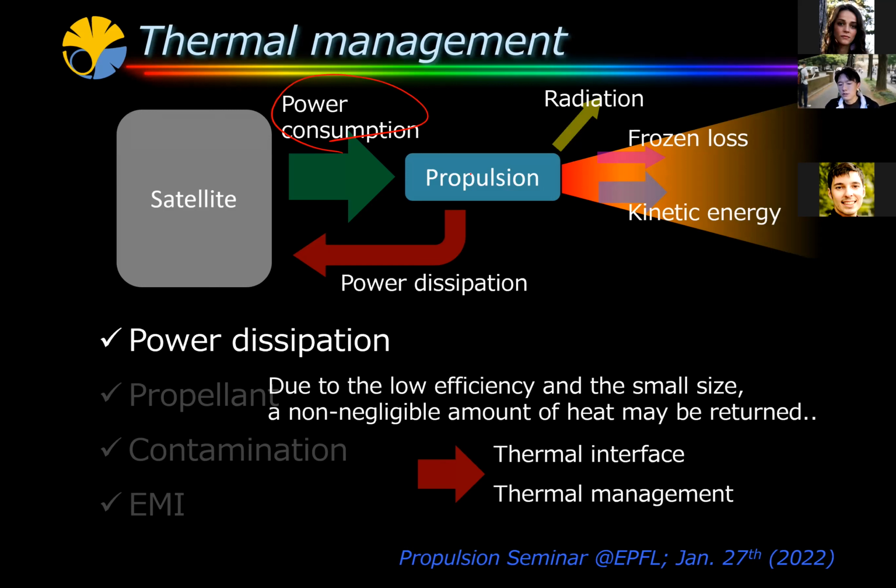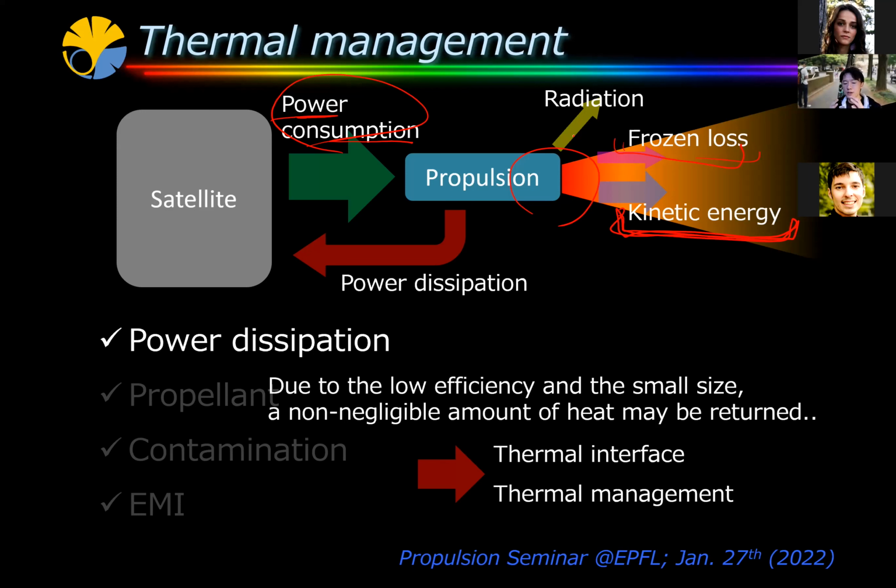But the propulsion system uses this power, and some power is used for kinetic energy. This is the main purpose of the propulsion system. And some energy is used as frozen loss, so hot gas temperature or plasma state. These high energy states consume energy, and these are called frozen loss. And also the hot parts of the propulsion system emit radiation to the outside, and due to those, energy is going out.